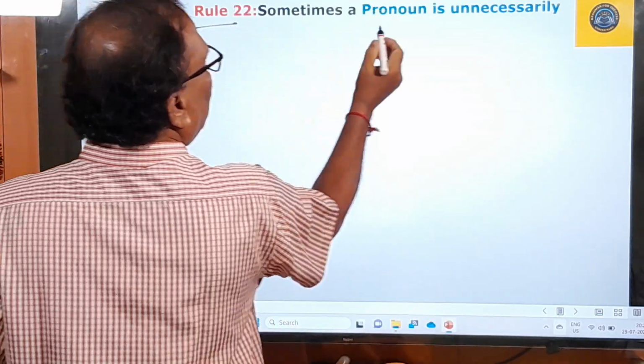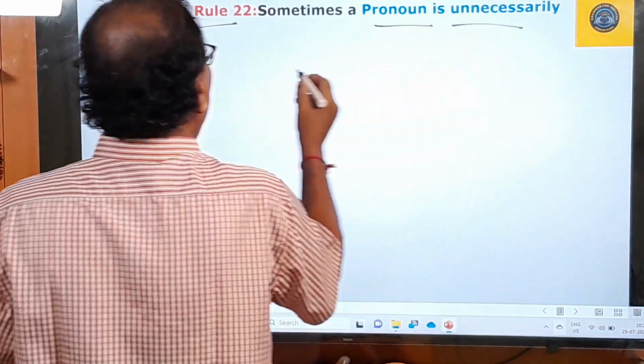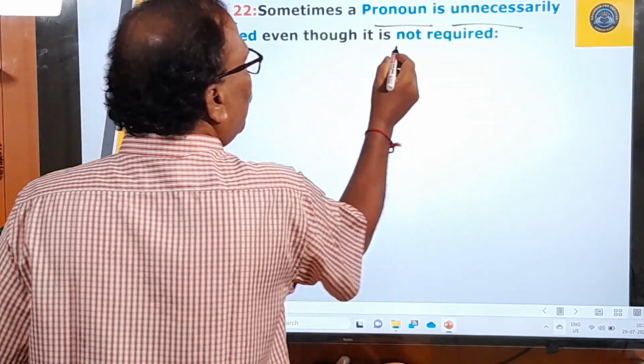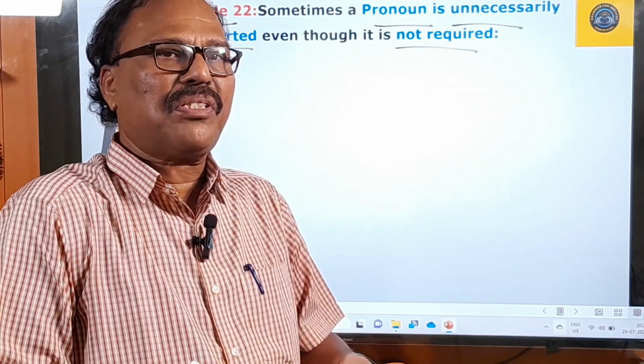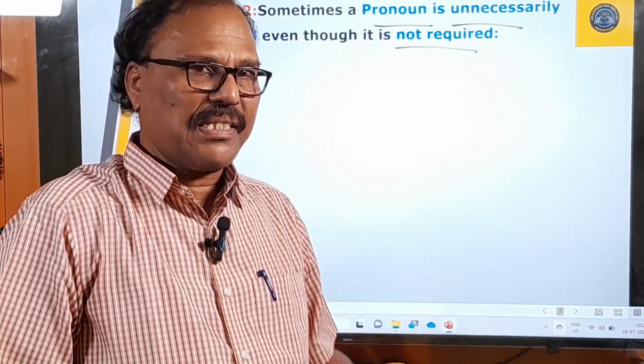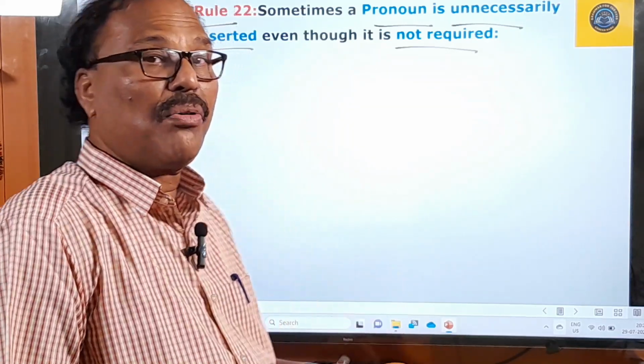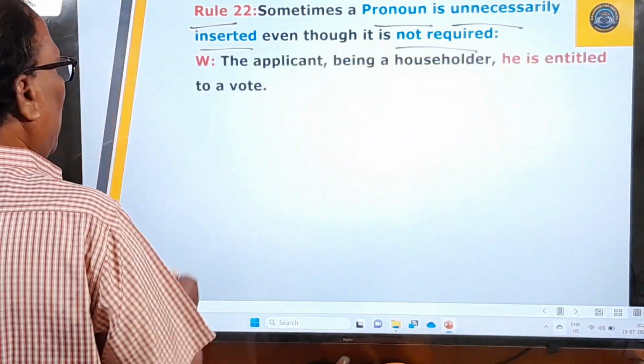Rule 22. Sometimes a pronoun is unnecessarily inserted even though it is not required. Sometimes people use pronouns unnecessarily. Though it is not necessary, they use a pronoun. So how? Here some sentences are given for your understanding sake.